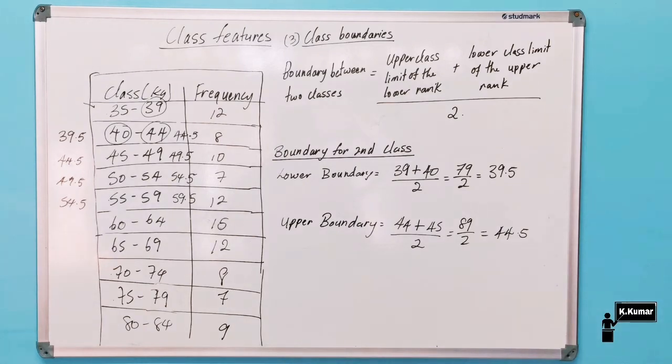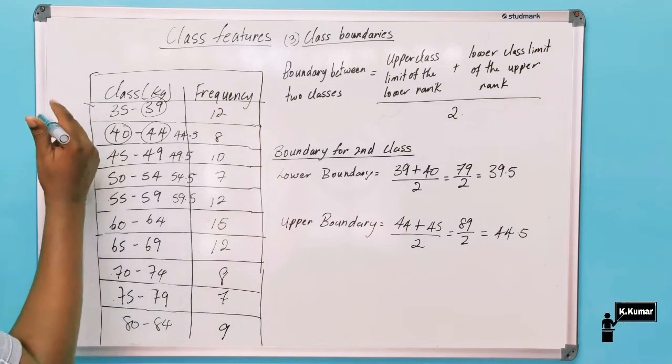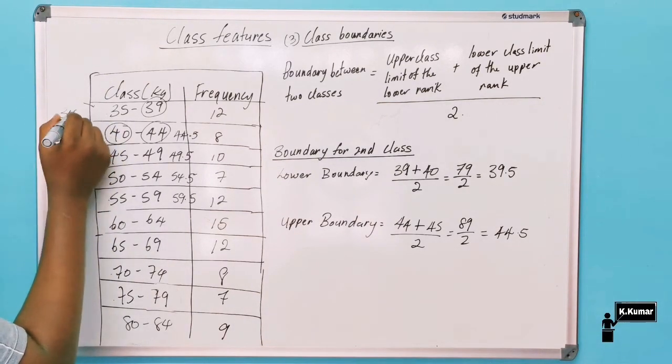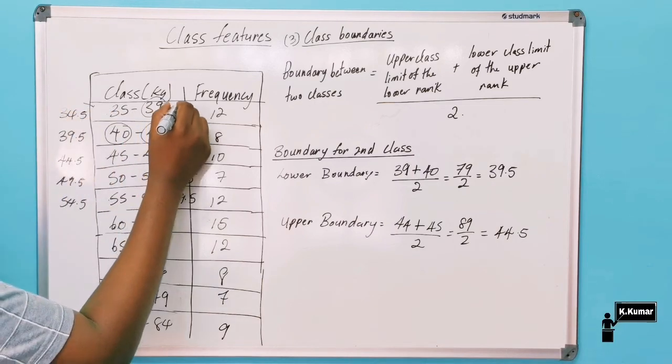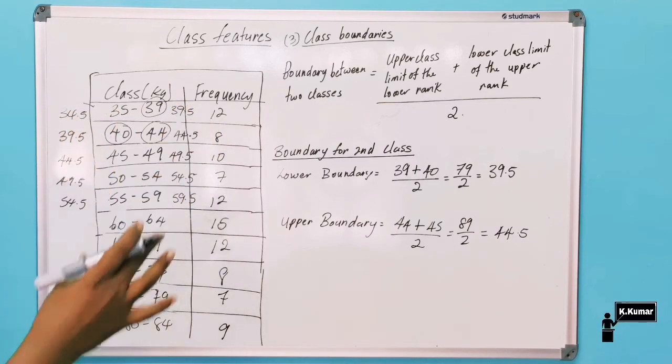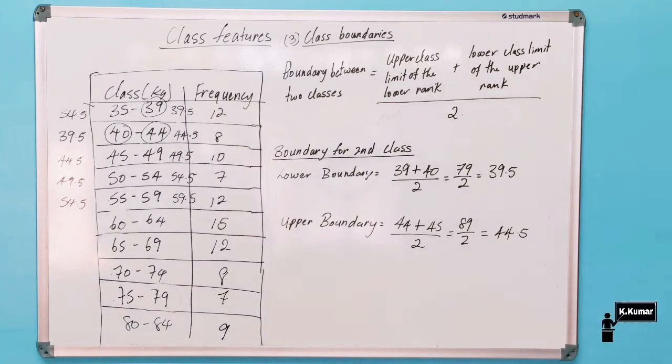But if you want to work it out, you have the formula there, and that's how you work it. So it's the upper class limit of the lower rank plus the lower class limit of the upper rank. You add them and then you divide by 2, which is just like finding the average of the upper limit and the lower limit. And for this one, it would be 34.5 and 39.5. Remember, it's just 0.5 less than our lower class limit and 0.5 more than our upper class limit.